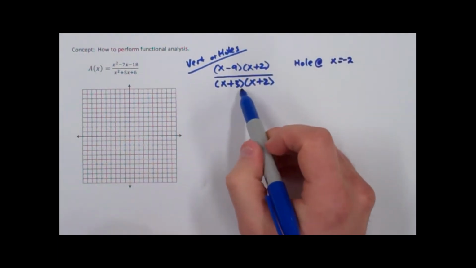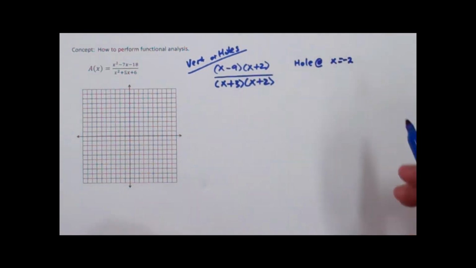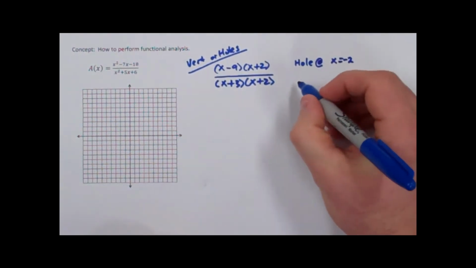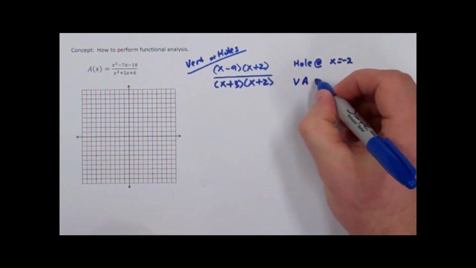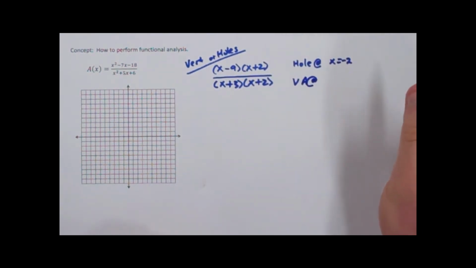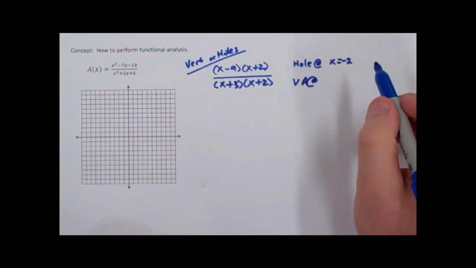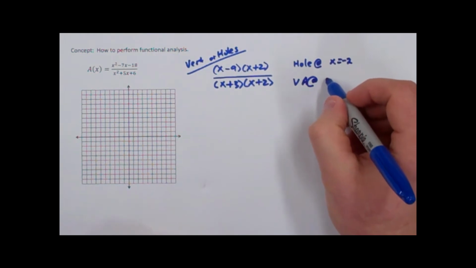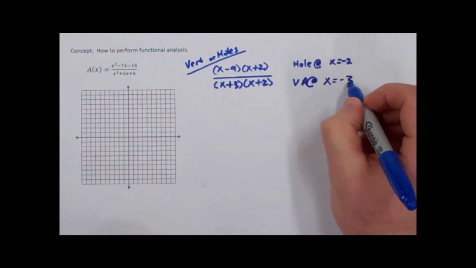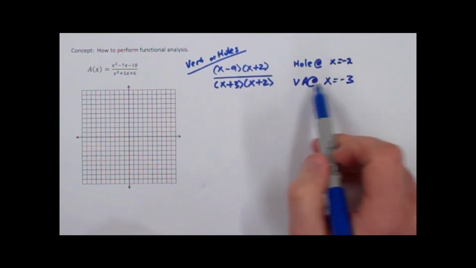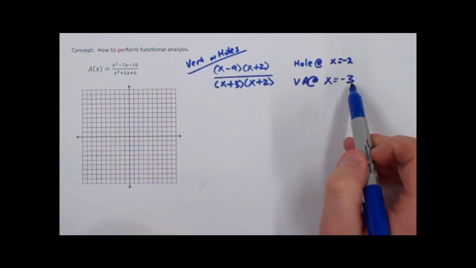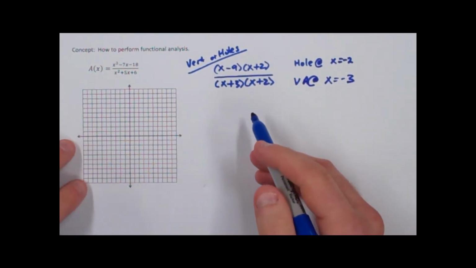The other one, x plus 3, the other factor that doesn't have a factor in common with the top and the bottom, is where your vertical asymptote will be. So in this case, there's going to be a vertical asymptote at negative 3, and this will be x is equal to negative 3. Remember, this is a point, and this is an asymptote, or a vertical line. We can go ahead and draw that over here in the graph.